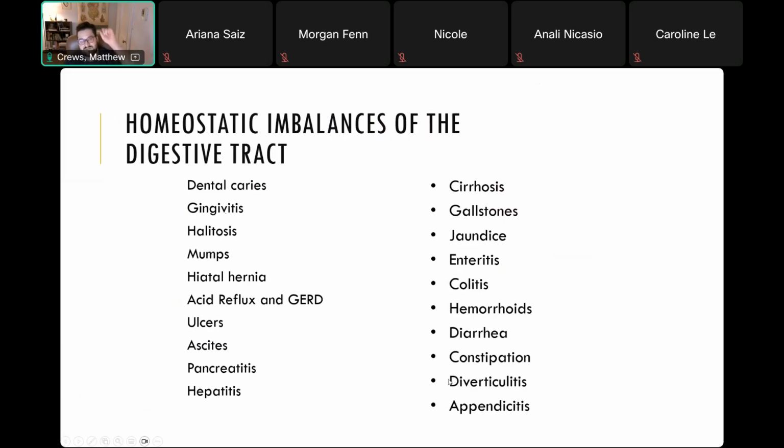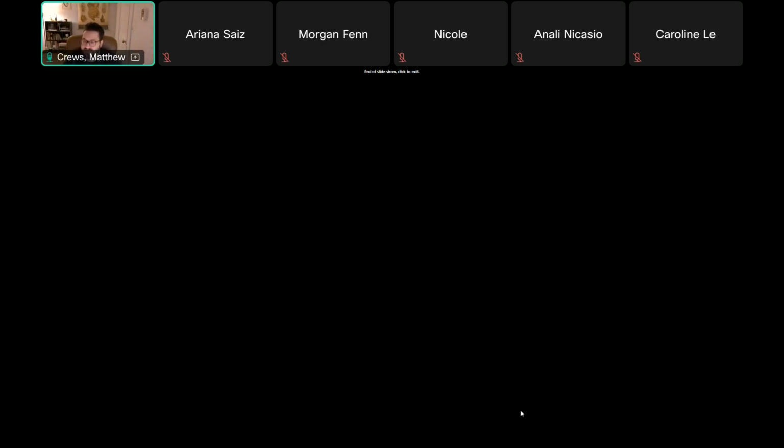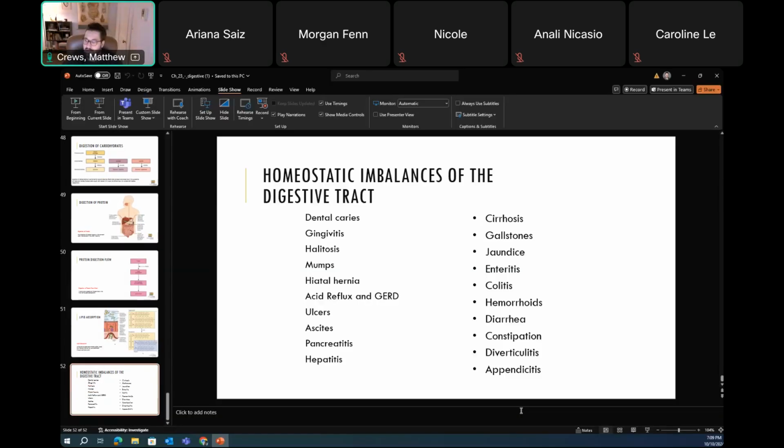Okay. Diarrhea, loose stool. Constipation. Diverticulitis, those are little outpouchings within the colon. So those little villi looking things, they get big, they kind of stick out, and that's bad. And they get inflamed, and that's bad. Or appendicitis, which is bad, but not as bad as you think it is. That's all I got. Cool.